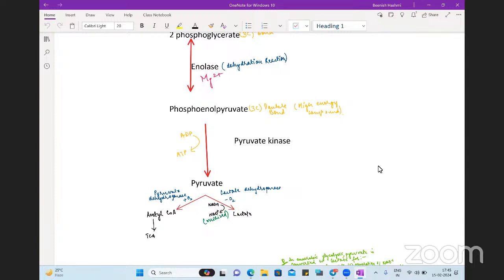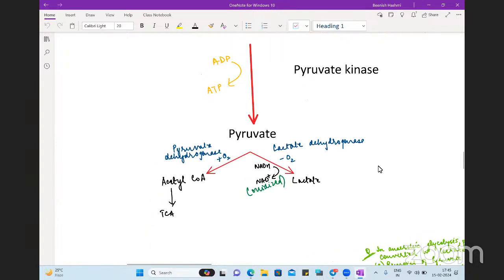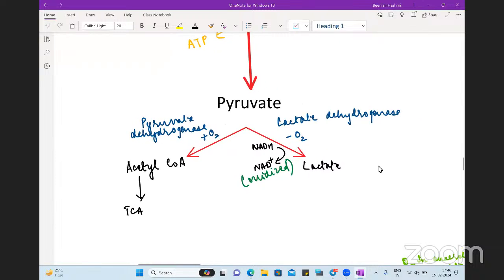Now this phosphoenol pyruvate changes into pyruvate, but this is brought about by the enzyme pyruvate kinase. And again, you can see one ATP has been formed. So this is substrate level phosphorylation again, because ATP has been formed at the level of the substrate. Now this pyruvate can have two fates. It can either form acetyl-CoA, which enters into TCA, or it can form lactate.